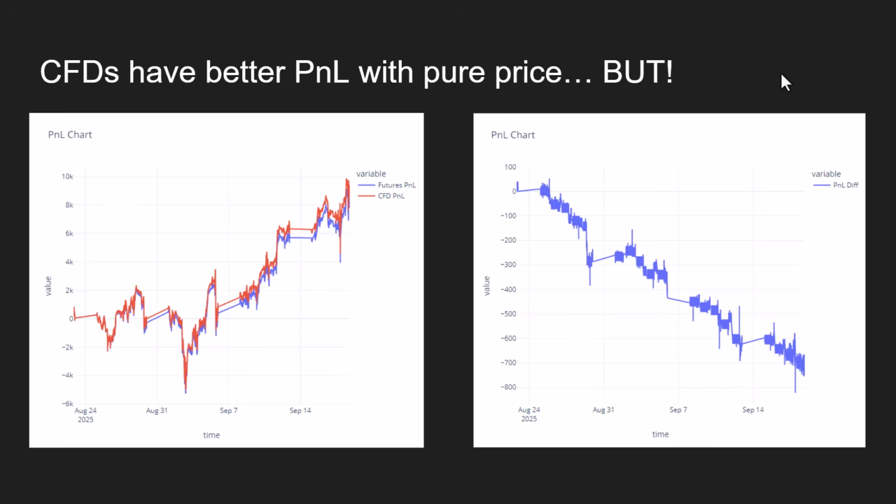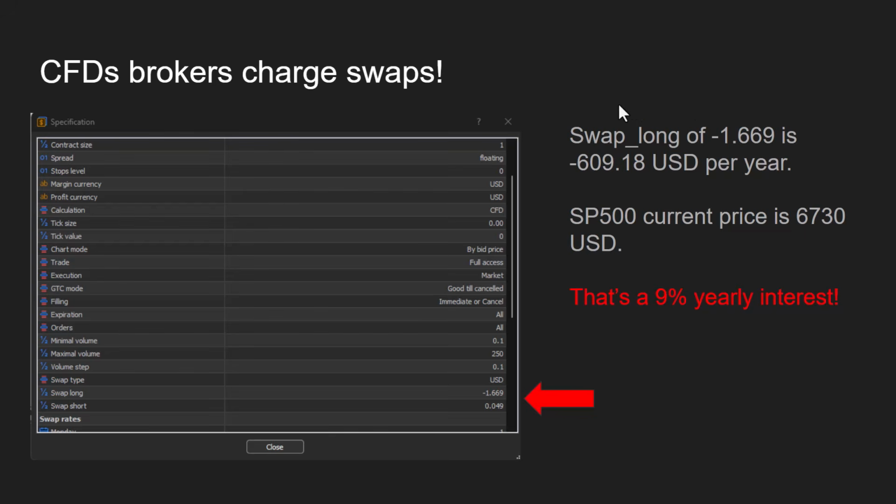and that's why I added a but, because the point of this video is to prove to you that futures are actually better than CFDs for swing trading. So what we have to talk about is that CFD brokers charge swaps. A swap in CFD is an overnight charge for holding a position. And here you can see the swap long on the S&P 500 at IC Markets. Every day you hold a long position on the S&P 500, you're being charged minus 1.669 US dollars.